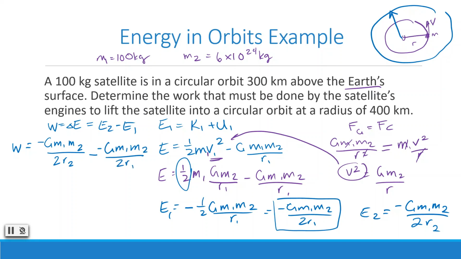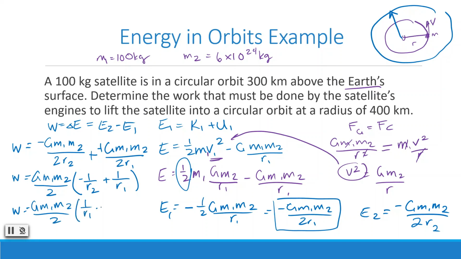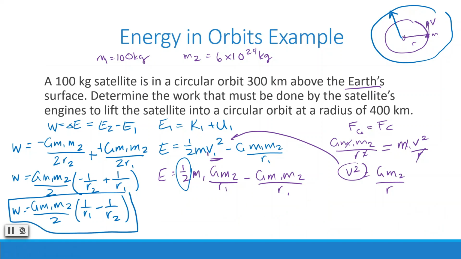So we can combine those terms together by pulling out a G m1 m2 over 2. And basically you get a negative 1 over r2 plus a 1 over r1. So you just switch those around: G m1 m2 over 2 times 1 over r1 minus 1 over r2. Okay, and that's going to be our equation for work.